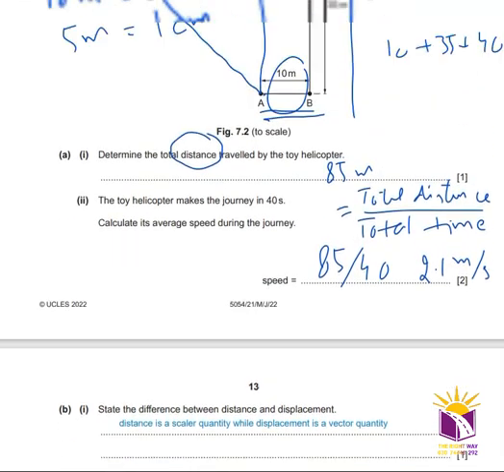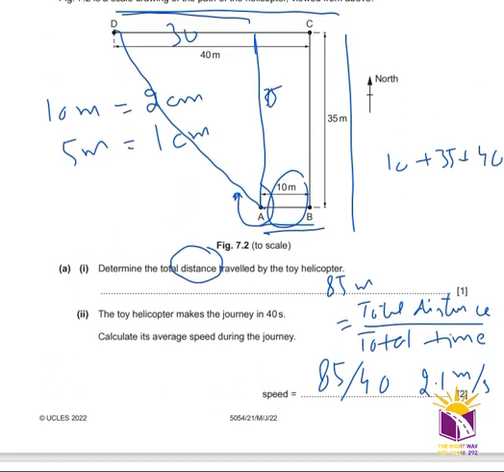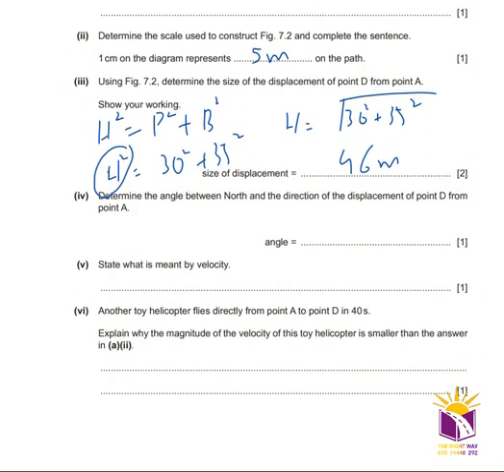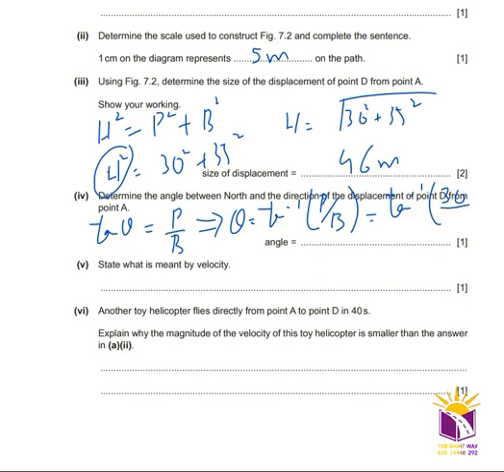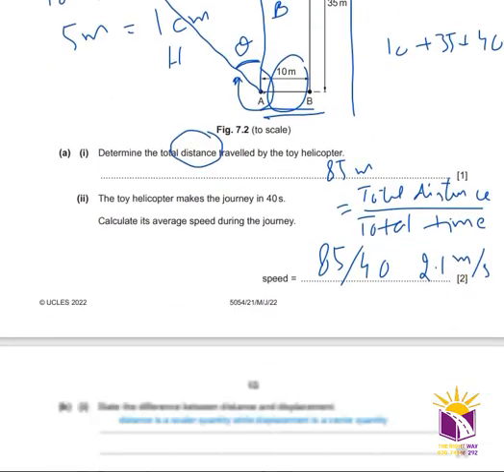Determine the angle between north and the direction of displacement of point D from point A. Now we are going to calculate this angle. You can use the formula, it's up to you. If I take this angle theta, this will be my base, this will be my hypotenuse, and this will be my perpendicular. From the formula, tan theta is equal to perpendicular by base, and theta will be equal to tan inverse of perpendicular by base, which is tan inverse of 30 by 35. Perpendicular is 30 and base is 35.